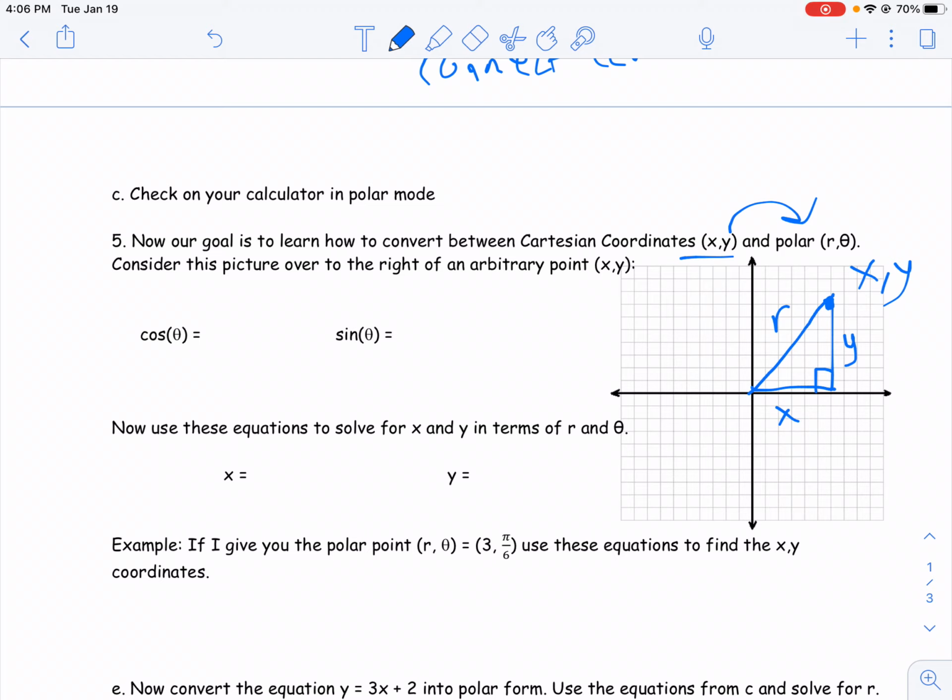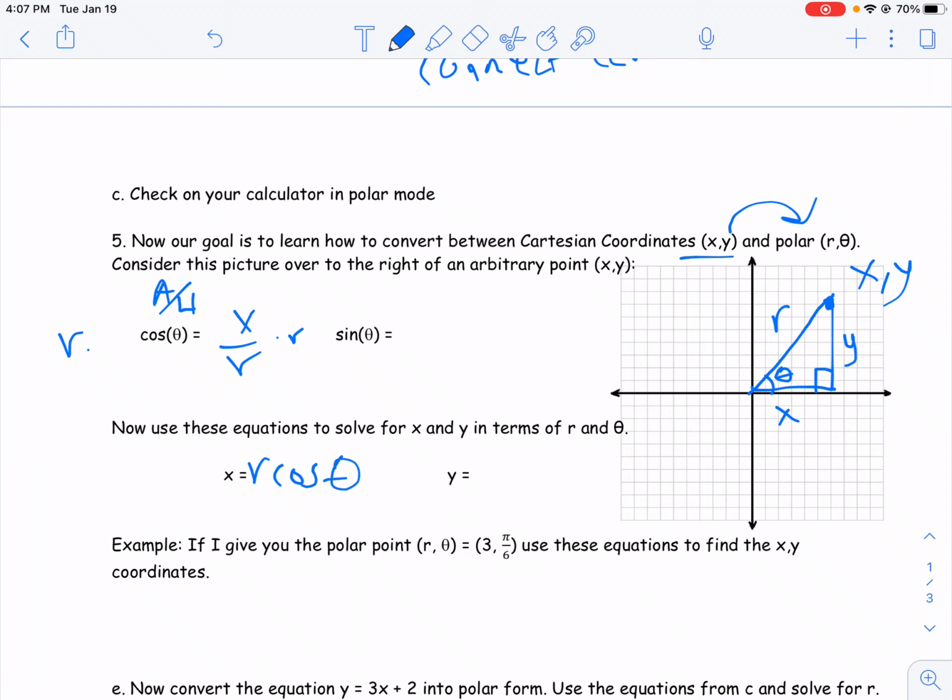Okay, now, if you want to make some way to solve for X and Y in terms of R and theta, theta of course is the angle from the X axis. So let's do some trig. The cosine of that angle would be adjacent over hypotenuse, so the cosine would be X over R. So if you wanted to solve for X, you just multiply by R on both sides, and X equals R times the cosine of theta.